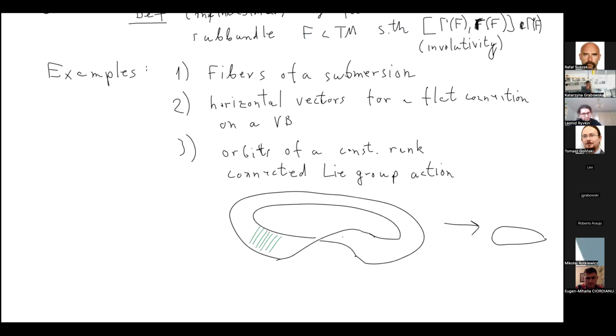In this last example, by constant rank, you mean the constant rank of the fundamental distribution, yeah? Yes. So constant rank of the space generated by fundamental vector fields.